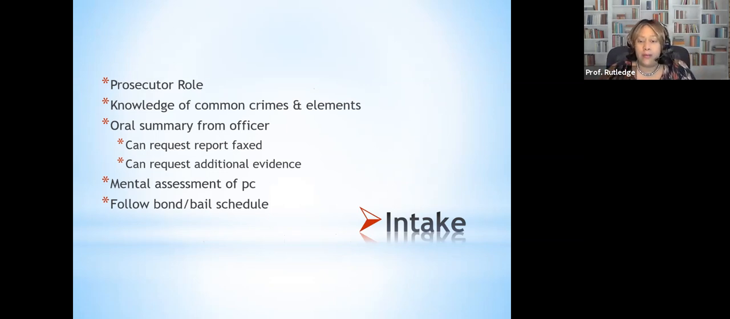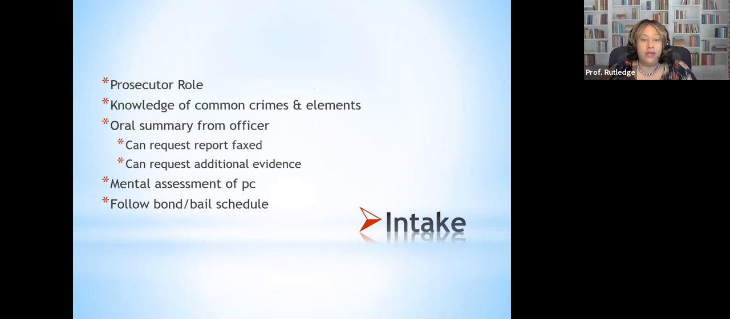Officer makes that oral summary. Sometimes I have requested that the officer fax the report, especially if I say charges denied and they're mad, and they'll say, well, I need a written denial. Well, I'm like, fax in the police report. I'll give you a written denial. You can also request additional evidence.